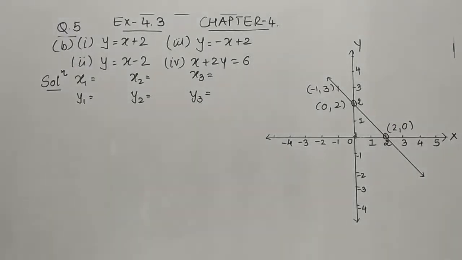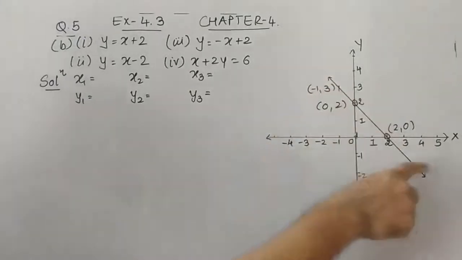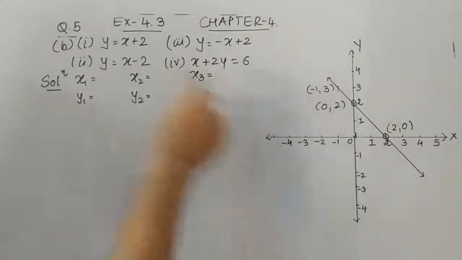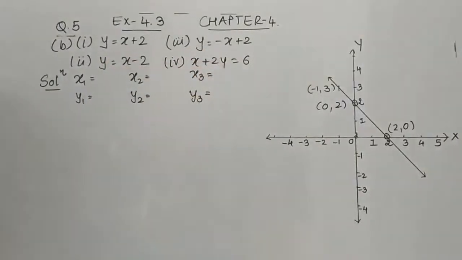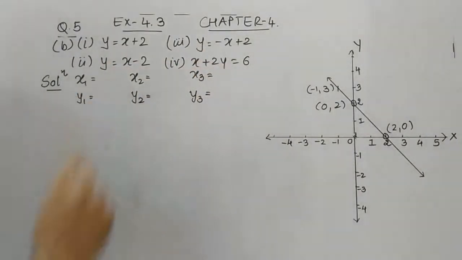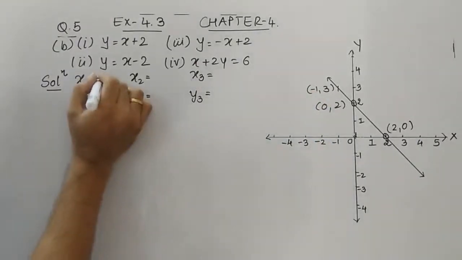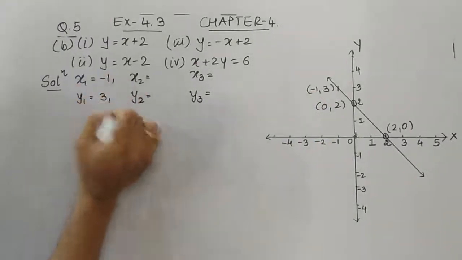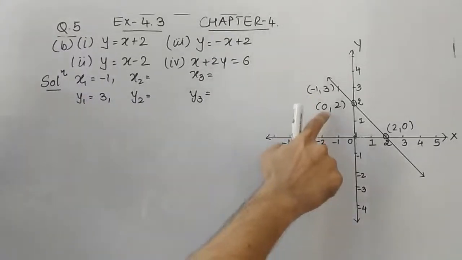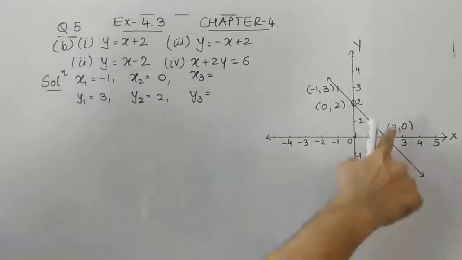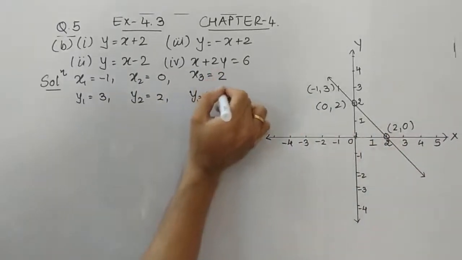Let us do this next one. Here it is the same kind of question, but this is the graph and these are the four options. So we have to find out this graph is of which of the following equations. So let us write down the solutions. Let us consider this x and y. So x1, y1 is -1 and 3. This is one solution. Second is 0 and 2, x2 is 0 and y2 is 2, and the third is x3 is 2 and y3 is 0.